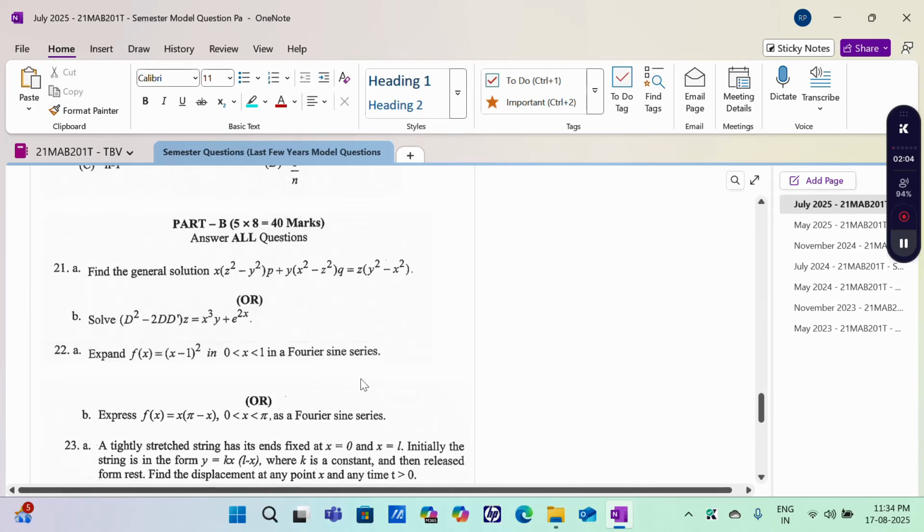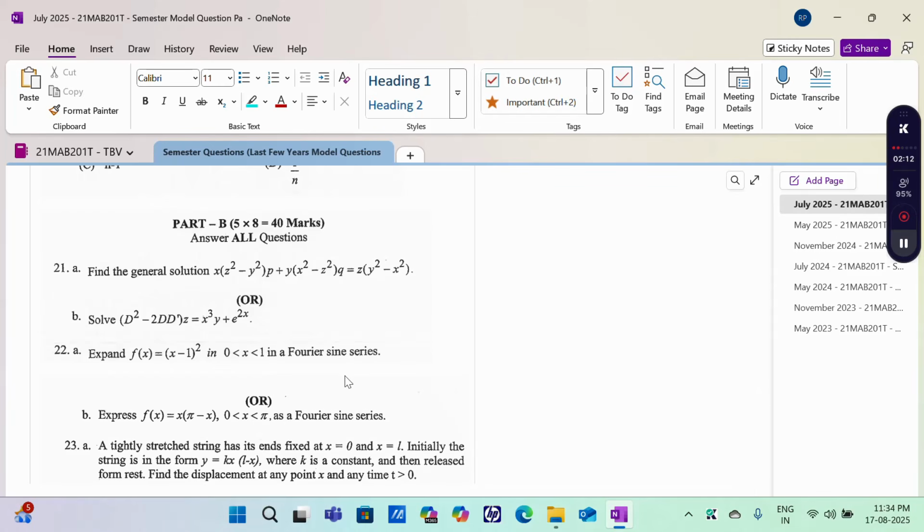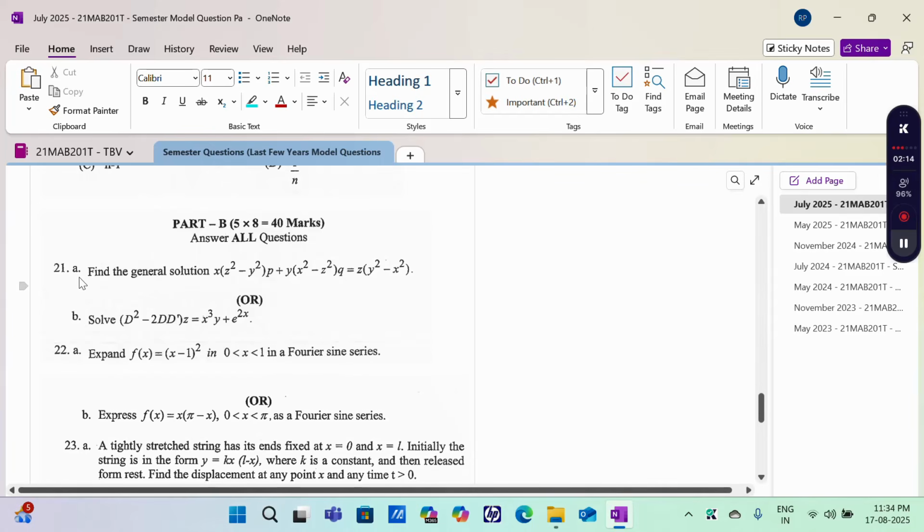And then Part B has 8 more questions, each unit with an either or choice, so 5 questions, 40 marks. The 21A question is the Lagrangian method, the multiplier method. And the or choice, the second question, is second and higher order, with right hand side values e power ax plus by and x power m y power n, so type 1 and type 3 related problems.